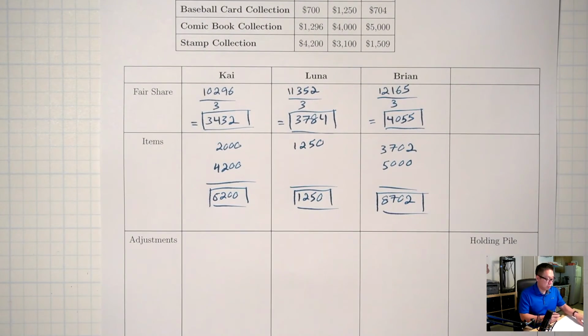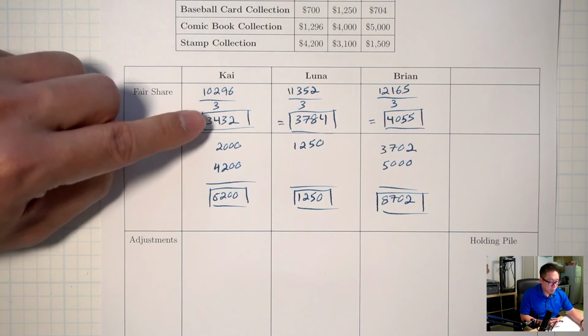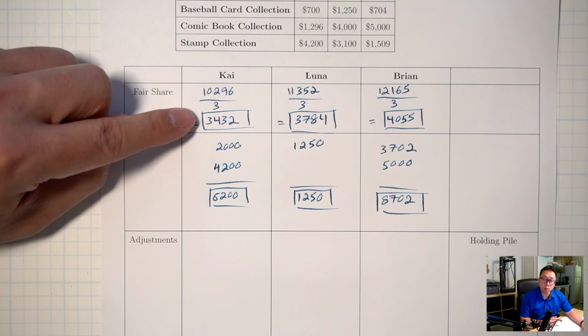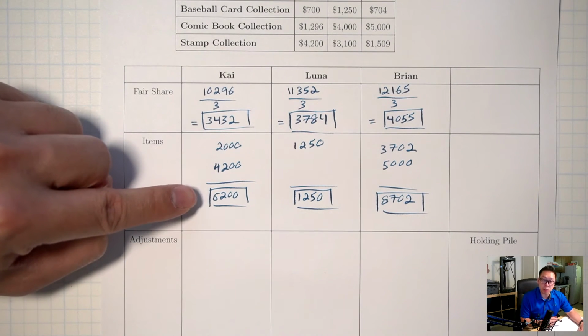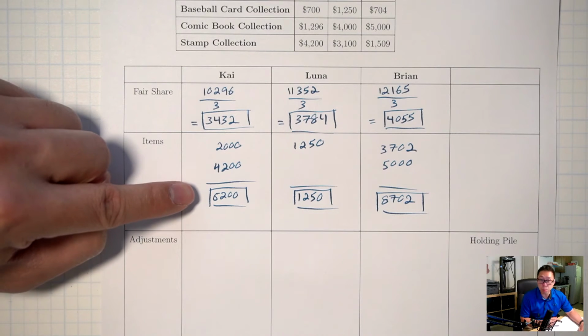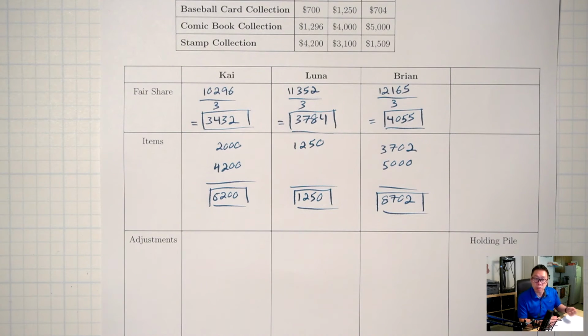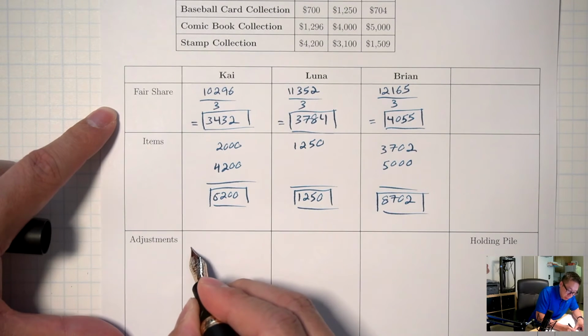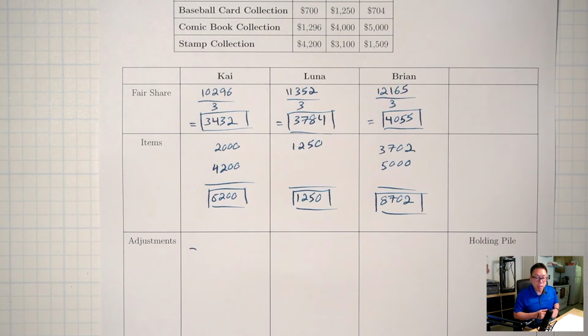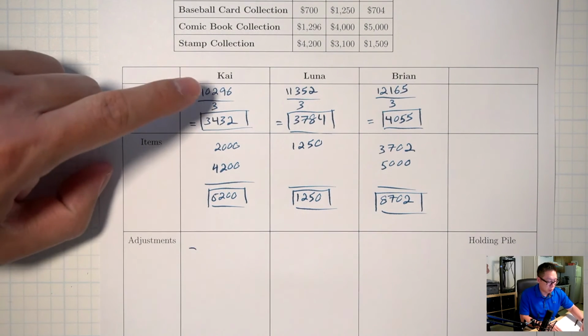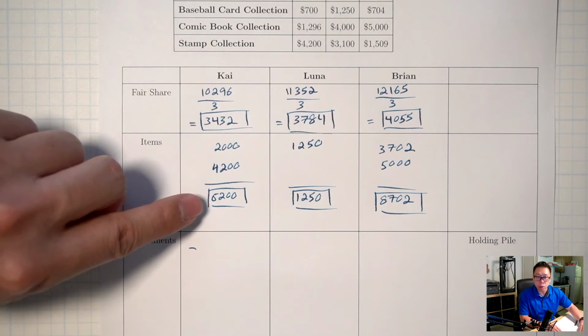Okay, next is the adjustments. So Kai deserves 3,432. He got 6,200 worth of items, so he got too much. So we're going to take away some cash from Kai and put it into the holding pile. I do expect a negative here because we're taking away cash from Kai. If you don't want to think like that, you can just subtract: take the fair share number, subtract the items.